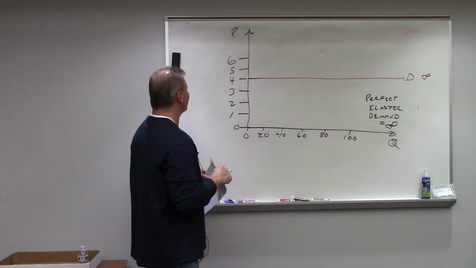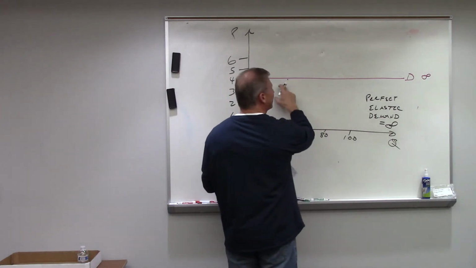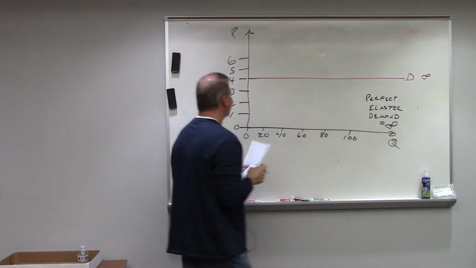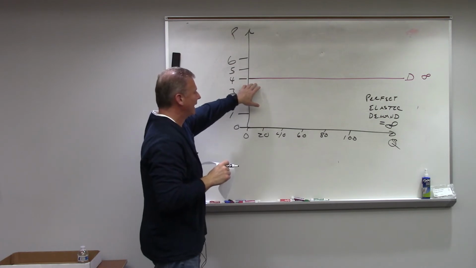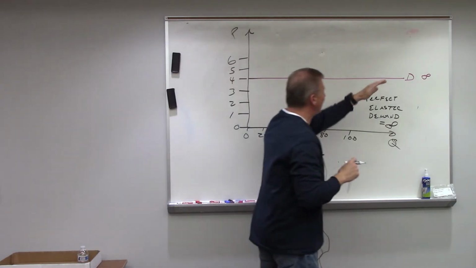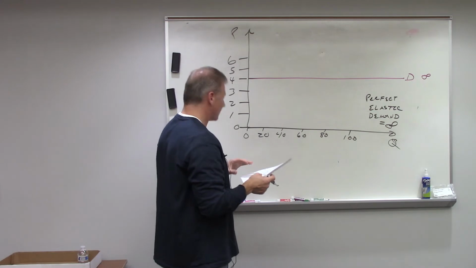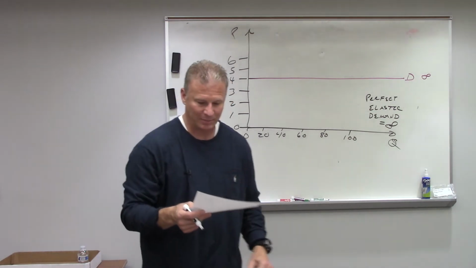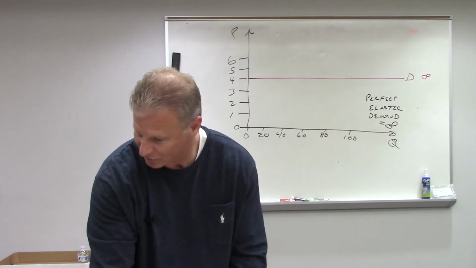So again, you've got this price, right? That's more or less just kind of stuck at 4, right? And the quantity demanded, right, could go all the way out to infinity. All right. So that's probably the easiest curve that we're going to draw.